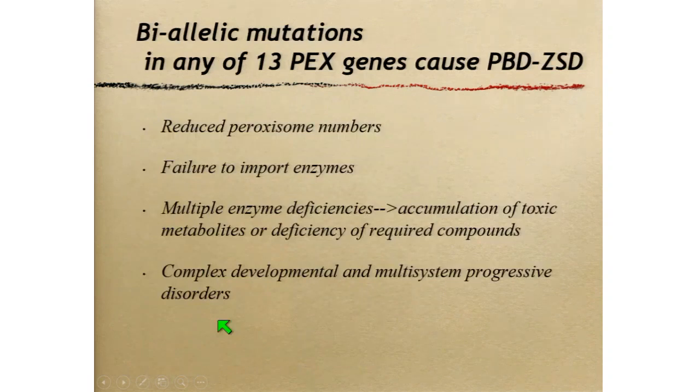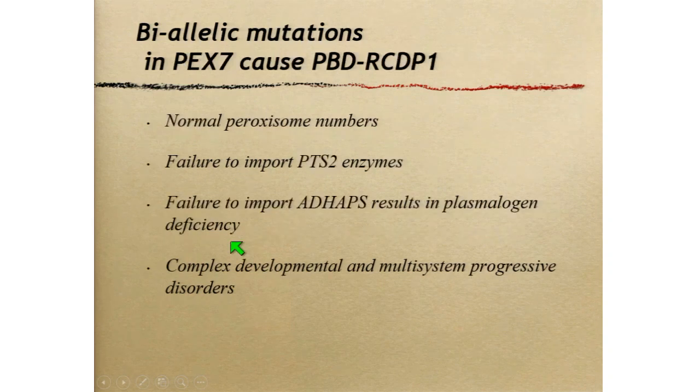And biallelic mutations in any of 13 of these PEX genes would cause peroxisome biogenesis disorders in the Zellweger spectrum. And as you can just appreciate, this is going to cause reduced peroxisome numbers, failure to import matrix enzymes, and we're going to end up with multiple enzyme deficiencies, which is going to result in the accumulation of toxic metabolites that are not getting degraded, as well as deficiency of compounds that are not being synthesized. And that end result is what causes these developmental and multisystem progressive disorders.